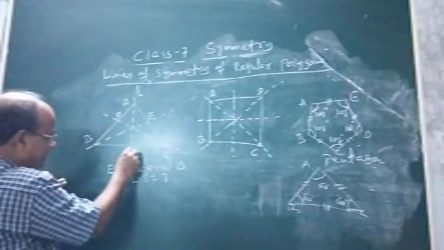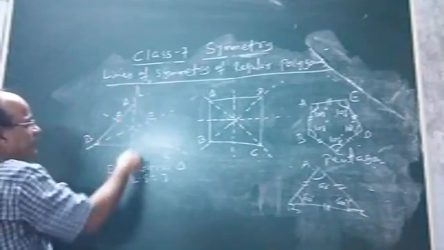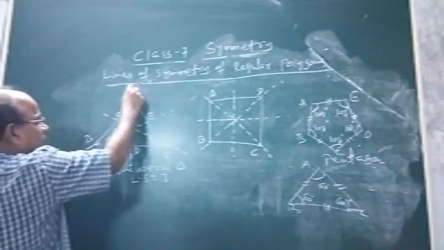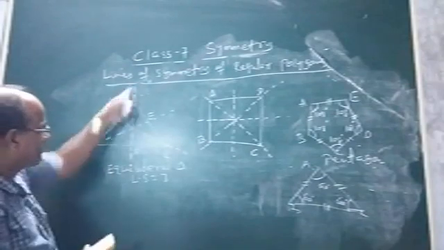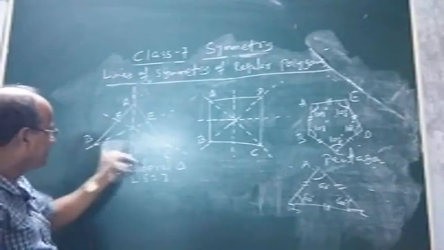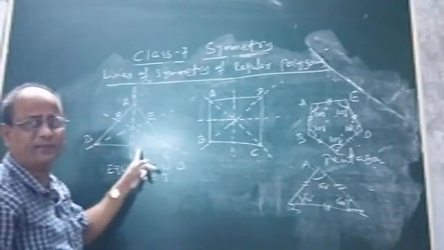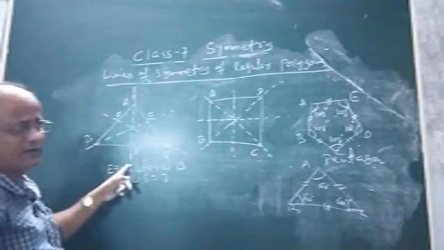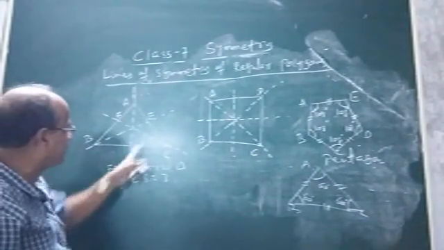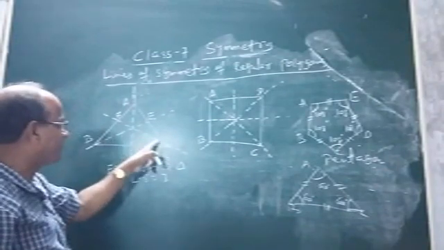That means this is one line of symmetry. AD, look at. So I have AD, the bisector of angle A, which intersects BC at the point D. This is one line of symmetry, because about this line, if we fold the two triangles, they will coincide.